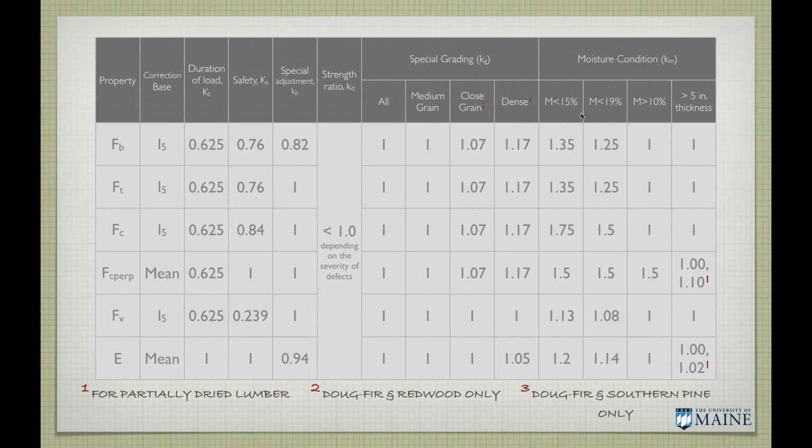And then we have moisture content adjustments. If it's below 15, it's below 19. Greater than 10, or if the material is more than 5 inches thick, what the adjustments are. So we'll go through all of these in more detail. Oh, this is once partially dried.